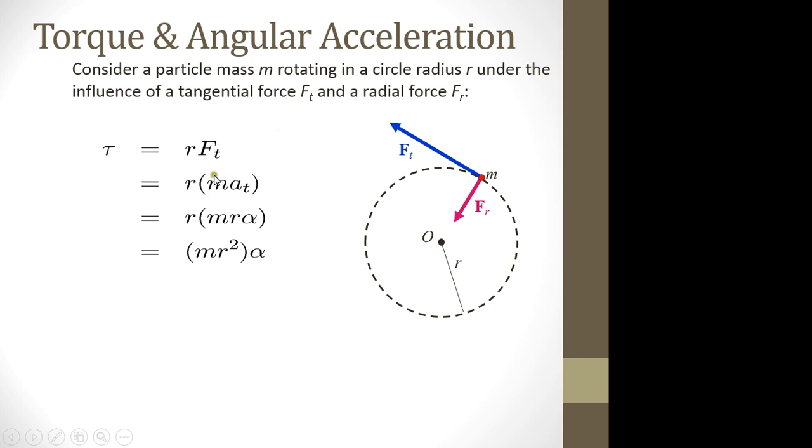Using Newton's law, F equals ma, where acceleration becomes tangential acceleration. We know that tangential acceleration gives you r alpha, where alpha is angular acceleration. Putting it all together, you have torque equals m r squared alpha. And you realize that for a particle mass, the m r squared is actually just the moment of inertia, and you get something very pretty: the torque equals the moment of inertia times the angular acceleration. Torque equals I alpha.